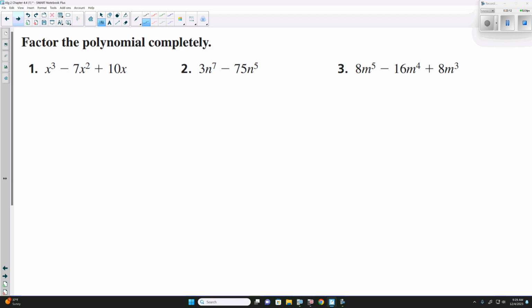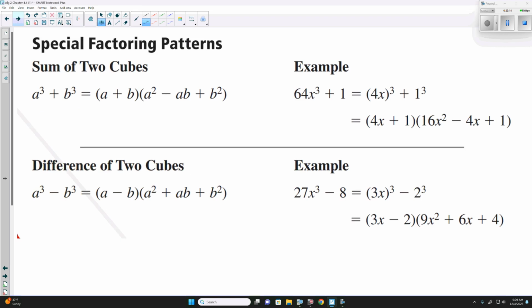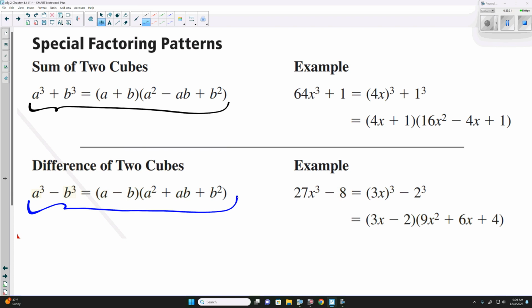Now, here is the first new set of factoring we're going to look at. Now, you don't have to write the example, but we do have these two setups here. And there is an interesting pattern with how these work.